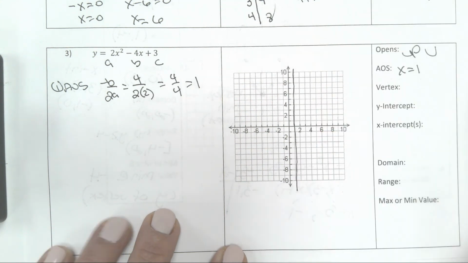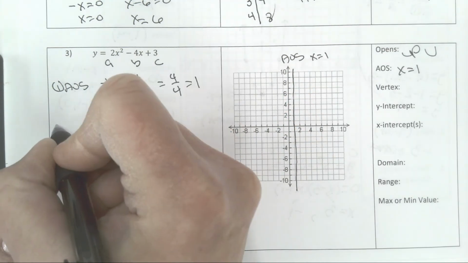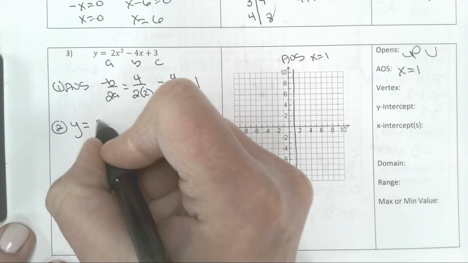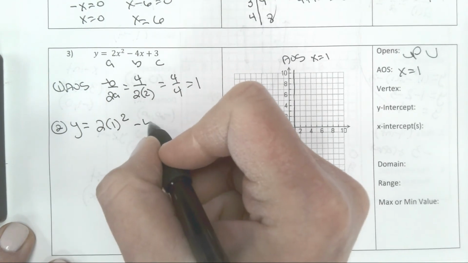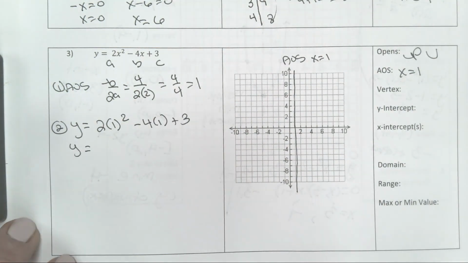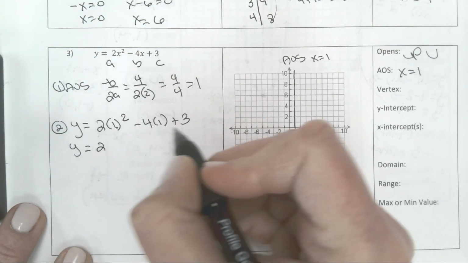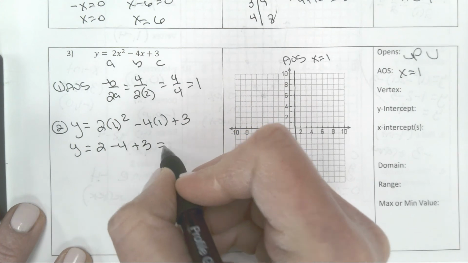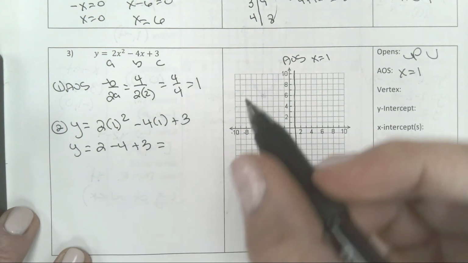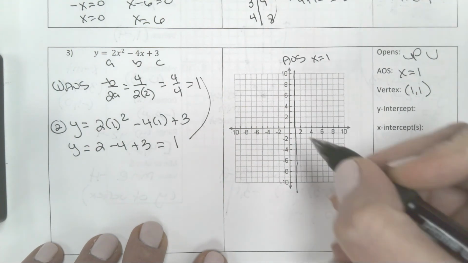Kind of sketch in your axis of symmetry. Step 2, plug that number in for x to get the y part of your vertex. So I have 2 times 1 squared minus 4 times 1 plus 3. You can plug that directly into your calculator, or see, 1 squared is 1 times 2 is 2. Minus 4 plus 3. 2 minus 4 is negative 2, plus 3 equals 1. So that means you have a vertex at 1, 1.